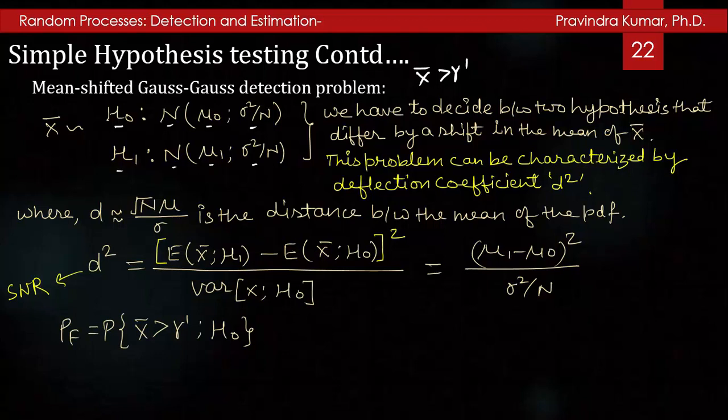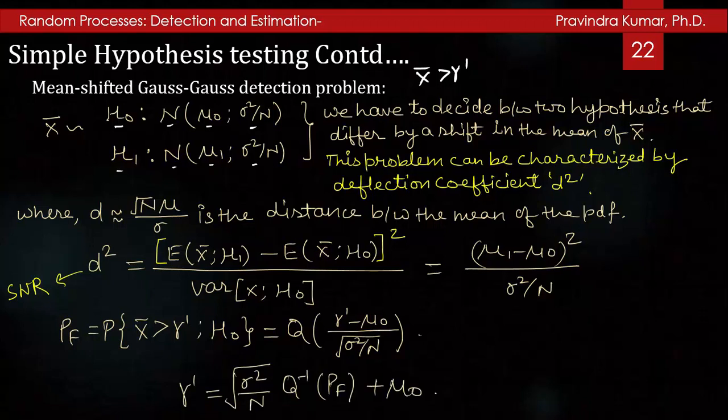The probability of false alarm means the probability of x bar greater than gamma dash when hypothesis H0 is true. From the previous slide you can see this is Q of gamma dash minus mu naught upon under root sigma square by n, and from this you can calculate the threshold gamma dash. It will be equal to under root sigma square by n times Q inverse of probability of false alarm plus mu naught.